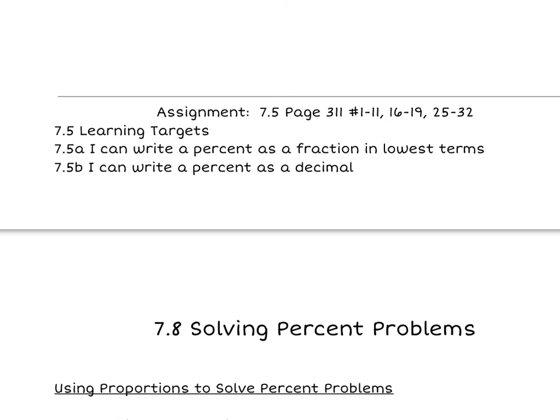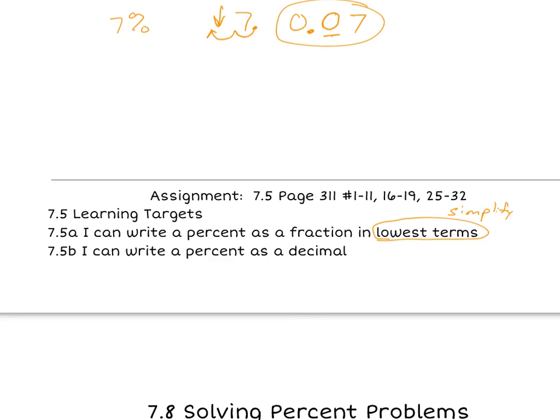There are 2 things that I want you to be able to do for sure today. First, writing a percent as a fraction and making sure it is in lowest terms, or simplified is the other word we've used for that. The second thing is writing a percent as a decimal. So make sure for your assignment you are doing the correct numbers. You'll be doing all of those for your assignment. Have fun.